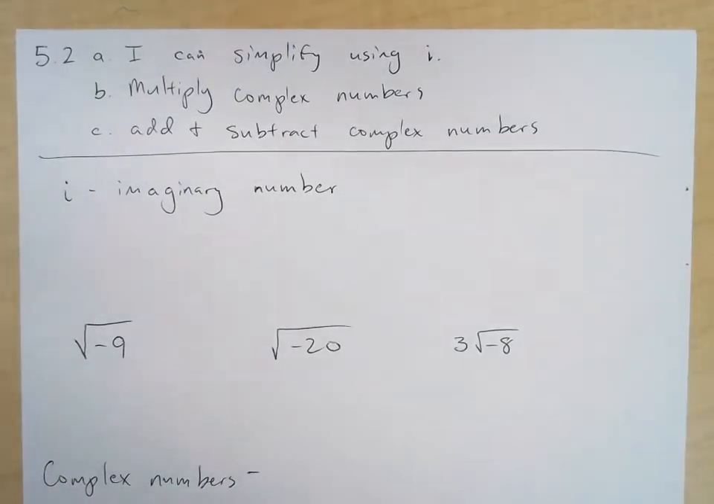The i stands for the imaginary number. And here's why we need an imaginary number. If we're trying to take the square root of a negative number, nothing real will multiply by itself. A positive times a positive is a positive, and a negative times a negative is still a positive. So we cannot get a negative number.